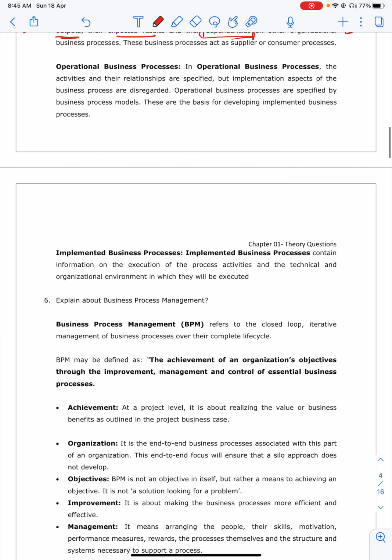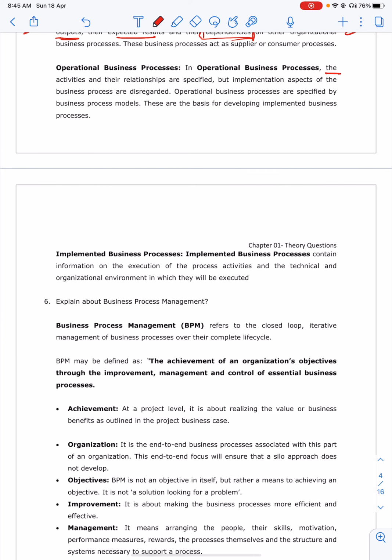Next one is operational business process, where we define the activities and their relationships, but implementation aspects are disregarded. Implementation aspects we will not identify here. We only identify what activities and their relationships exist in each department, what exactly each person's activity is and how it is related. We define that again by way of a diagrammatical representation. And the last one, implementation, contains information on execution of process activities. It's a technical means: you develop a software and the organizational environment, which is nothing but the organization setup.